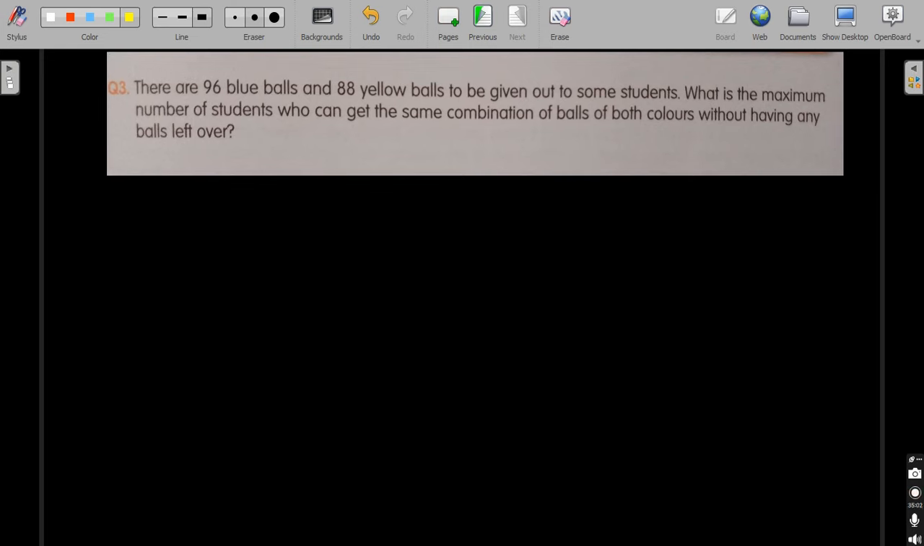So see here, as you are able to see, the question is written: there are 96 blue balls and 88 yellow balls to be given out to some students. What is the maximum number of students who can get the same combination of balls of both colors without having any balls left over? The question looks very complicated, but it can be solved by either LCM or HCF. Many of you will face the problem: sir, how to identify whether we need to solve HCF or LCM?